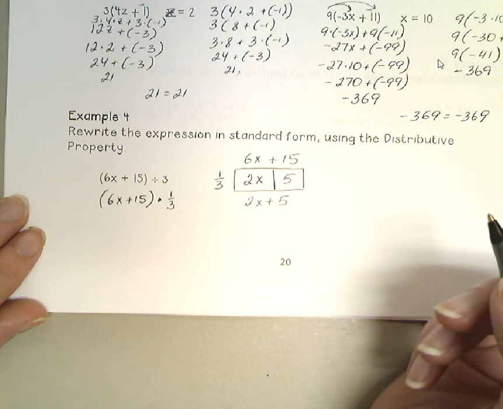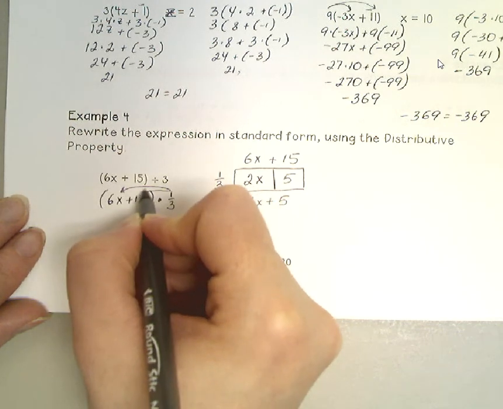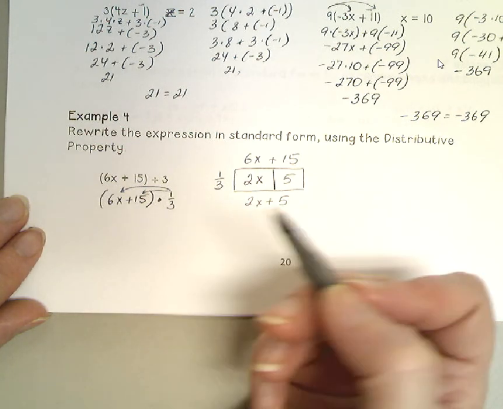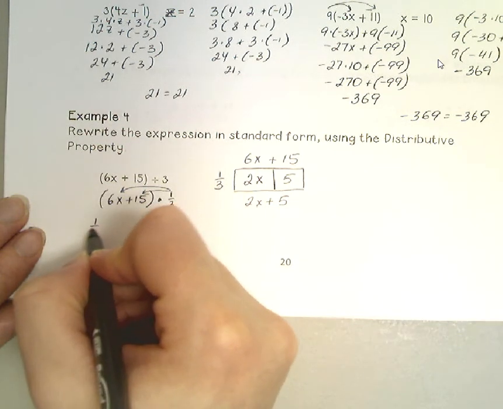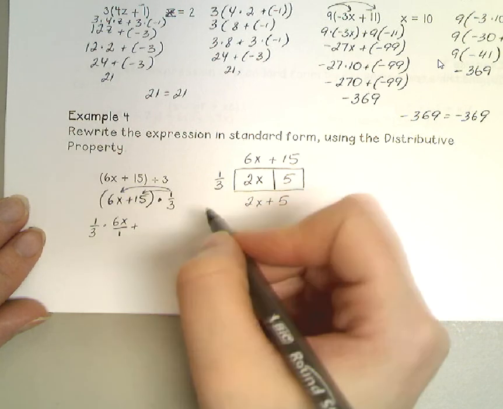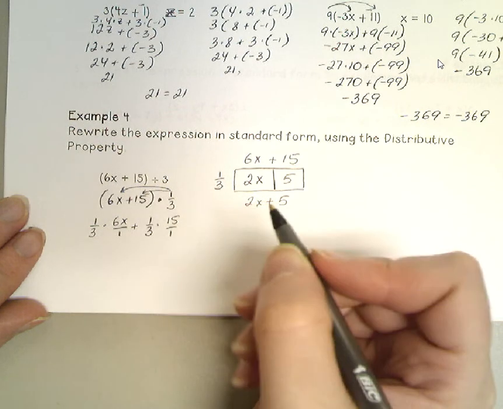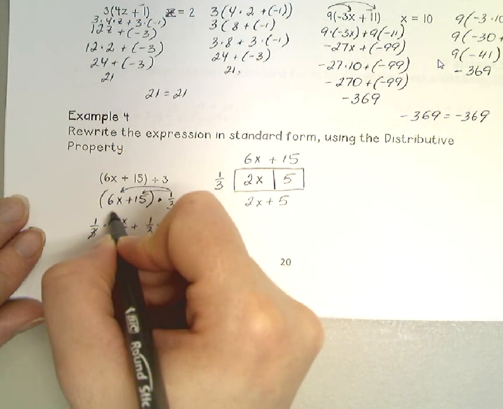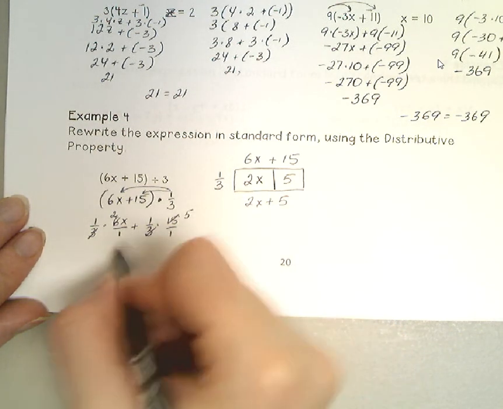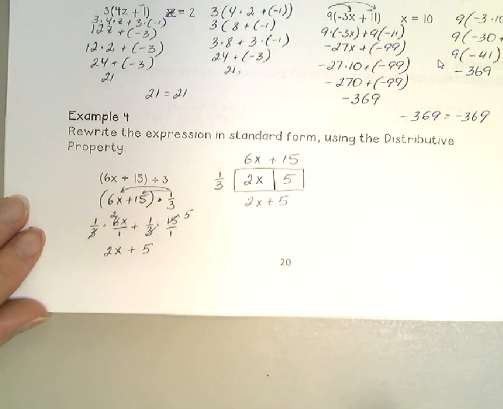If I don't want to use the area model, I can multiply 1/3 by 6x and 1/3 by 15. It doesn't matter that I have a multiplication problem on the other side of the parentheses. It's still multiplication. So 1/3 times 6x over 1, if you want, plus 1/3 times 15 over 1. I can simplify 3 and 6 and make it 2. I can simplify 15 and 3 and make it 5. So I have 2x left, 2x plus 5. Still works.